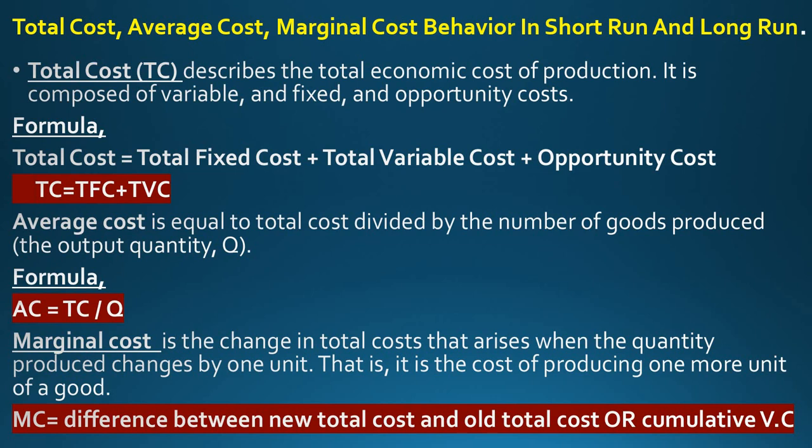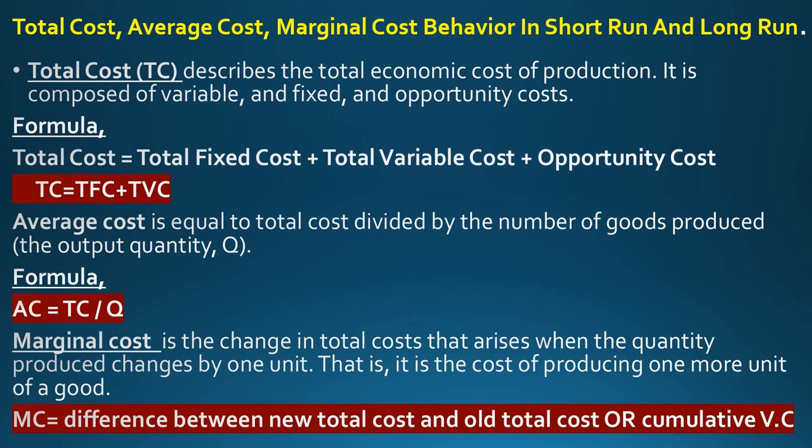Next is average cost. Average cost is equal to total cost divided by the number of goods produced, that is, divided by quantity. For example, if the total cost to produce 100 products is 1000, then 1000 divided by 100, whatever you get, that is the average. So the formula is: average cost is equal to total cost divided by Q, the quantity produced.